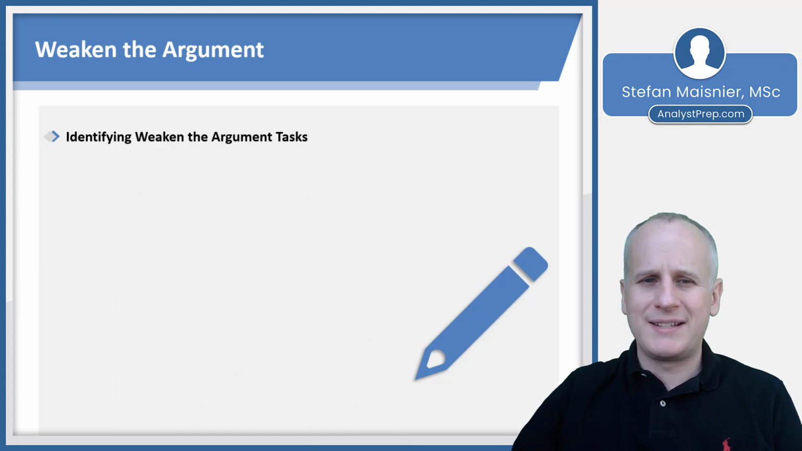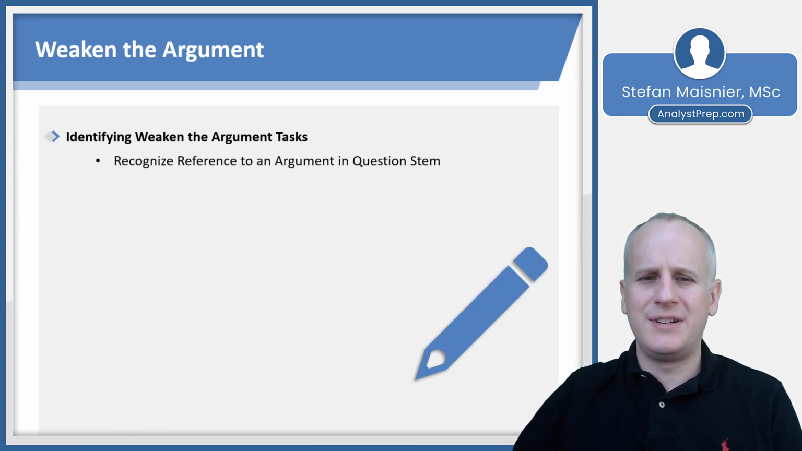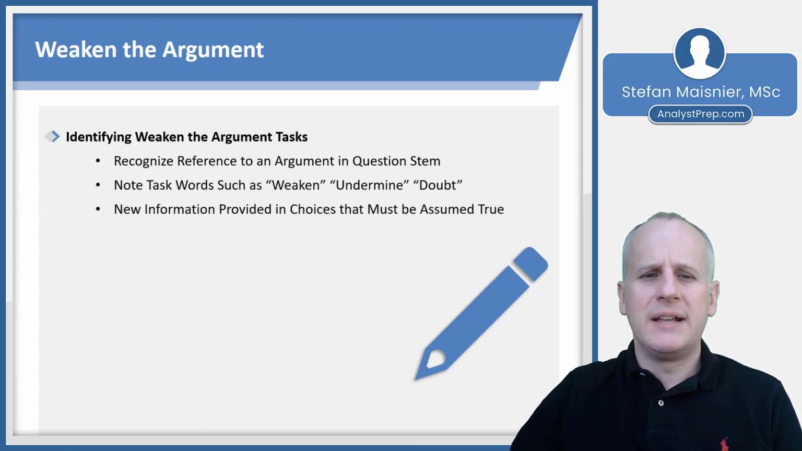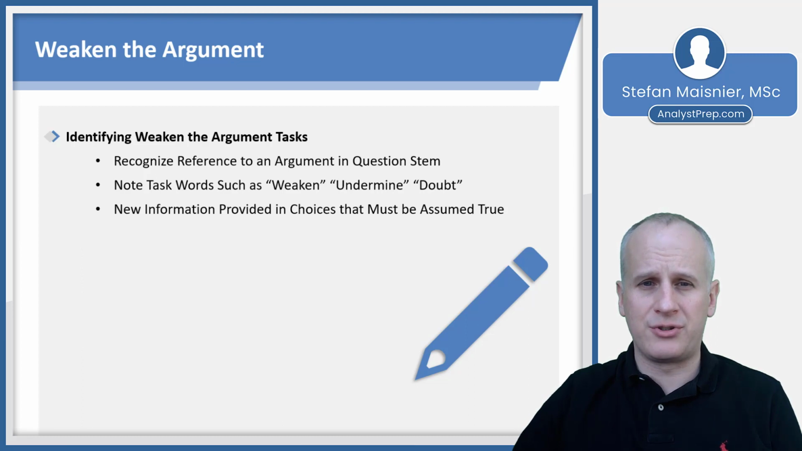So, how do we identify a weaken the argument task? Well, first you need to recognize that there is an argument being referred to in that question stem. And then you want to note the task words, such as weaken, undermine, or doubt. And there's going to always be new information provided in the choices that you have to assume is true and apply to the situation to determine if it might actually make the conclusion seem less reasonable.